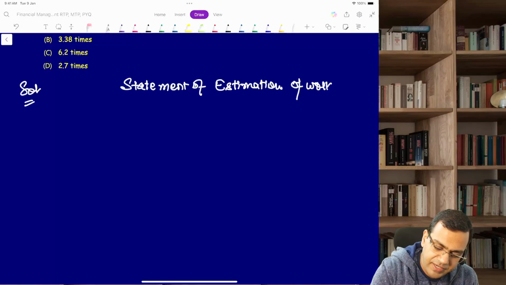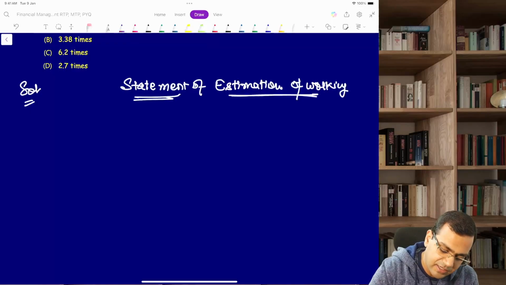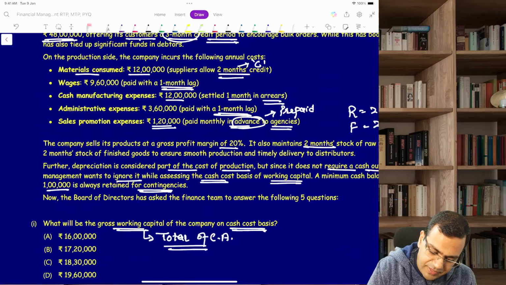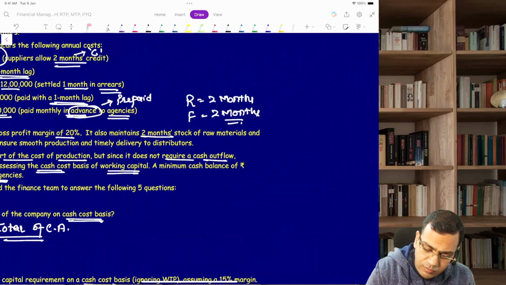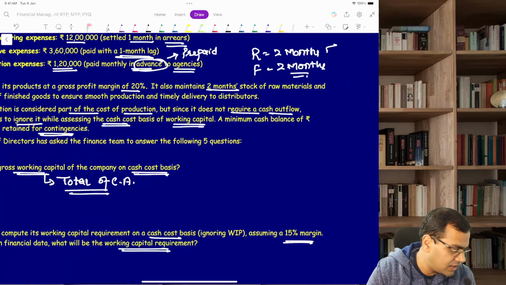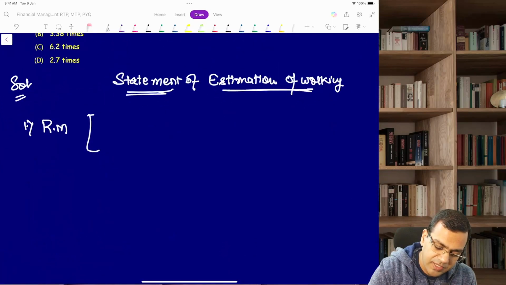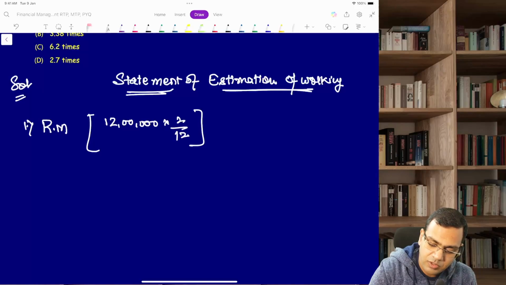The first thing that we take under the current assets is inventory, and under inventory the first we are going to take is the raw material inventory. Now the raw material cost is given to you. That is 12 lakh rupees material consumed, and what is the R? R is 2 months. So on 12 lakh for 2 months we can calculate. So 12 lakh multiplied by 2 by 12. So that will come to 2 lakh.